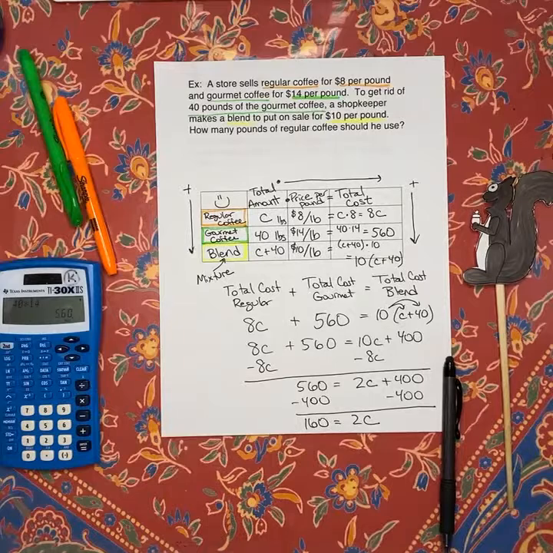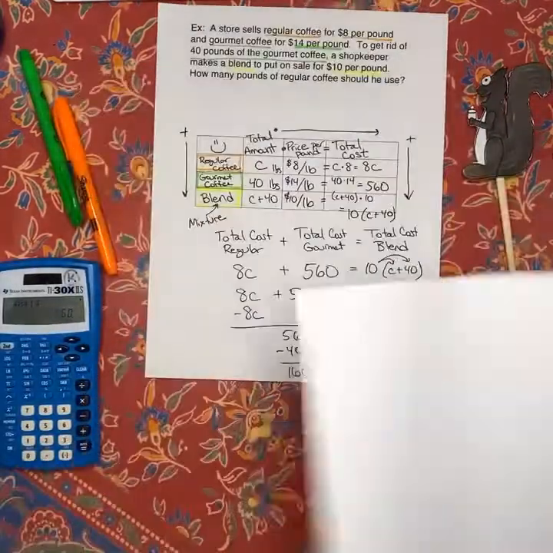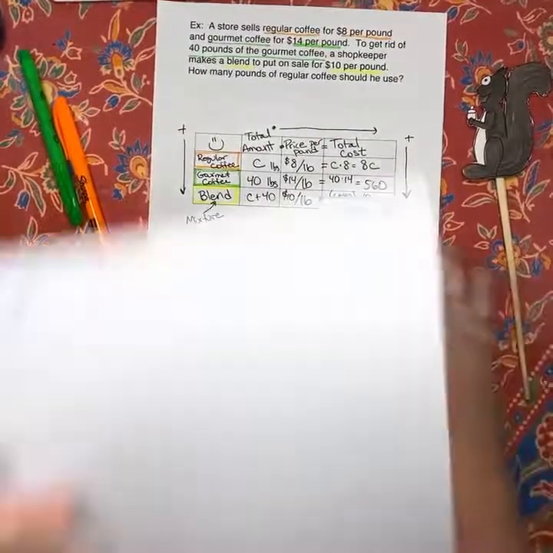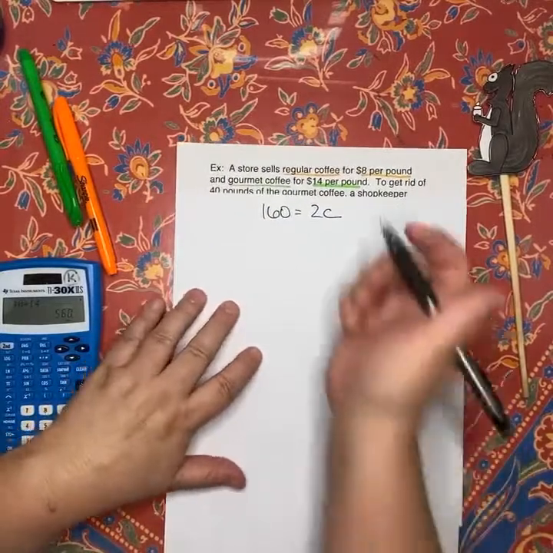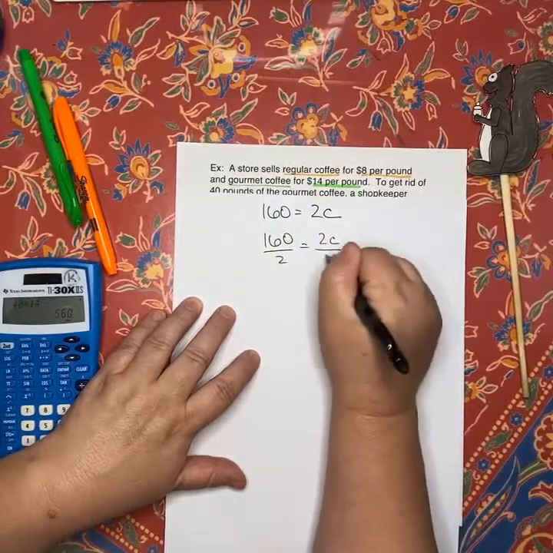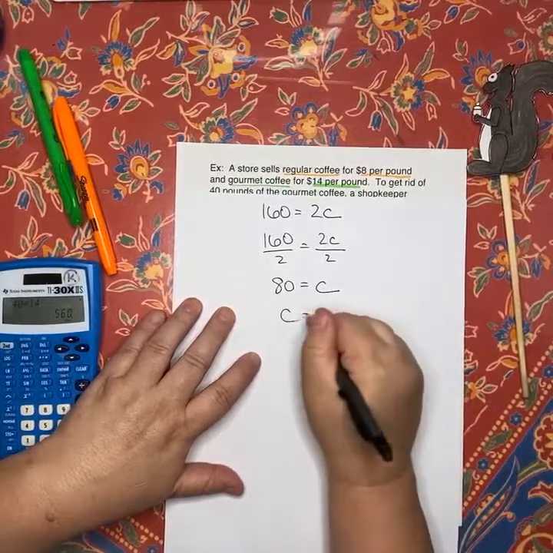And then I have to steal some more paper. Make sure you have lots of paper around for word problems. They take a lot of paper. So I've got 160 equals 2c. And then really all I have to do for this is just one more step. 160 divided by 2 equals 2c divided by 2. So 80 equals c, or c equals 80.